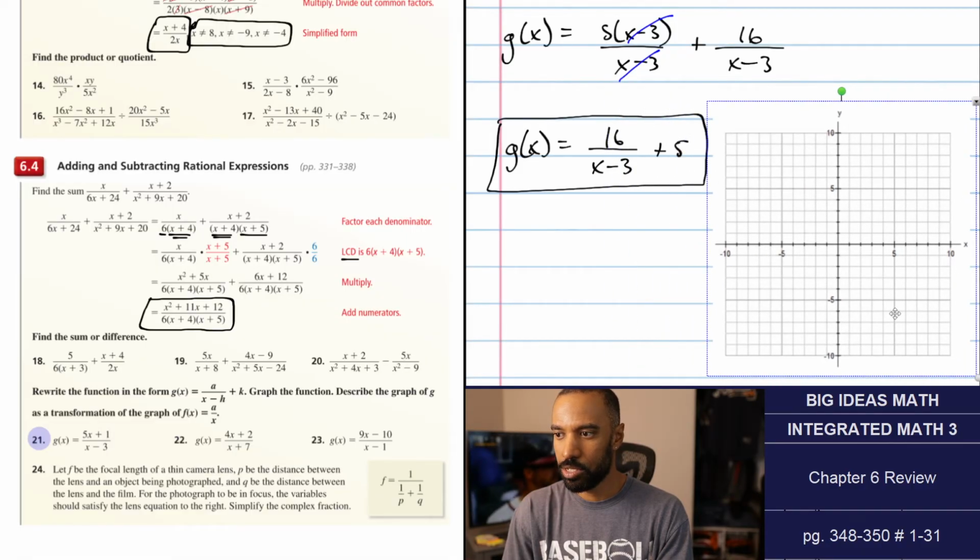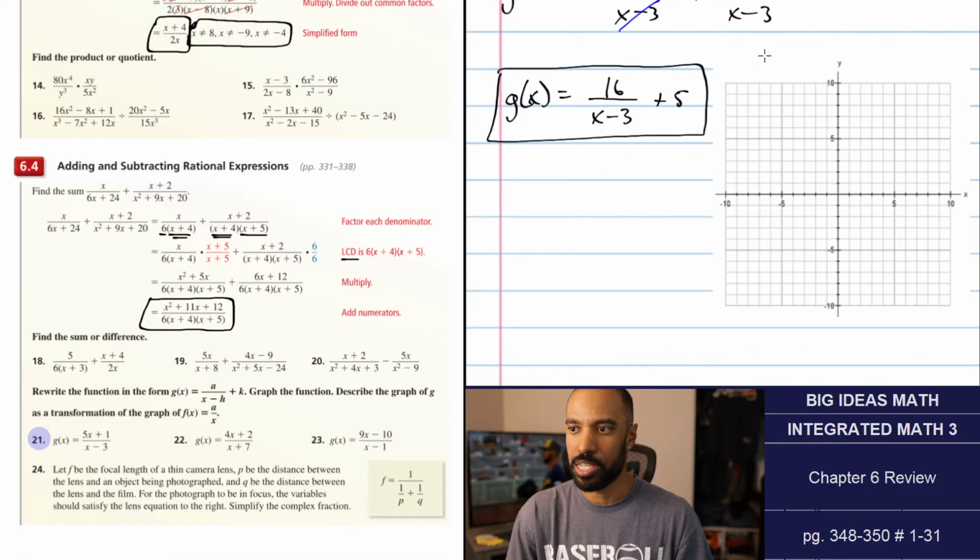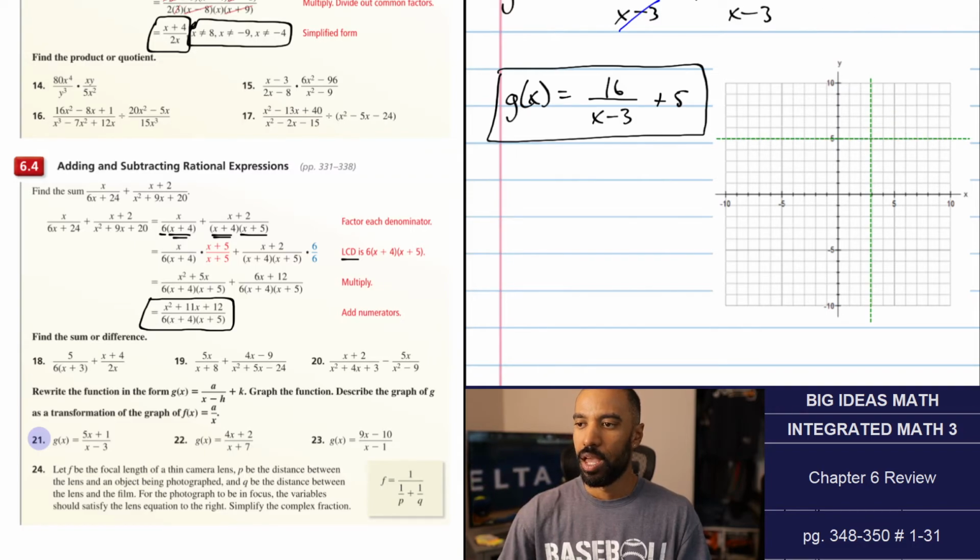Now, this isn't terrible. The 16 won't guarantee us getting every point that I would have liked, but x equals 3 and y equals 5 are our two asymptotes. Hopefully now we kind of know how that thing works. 16 can divide by a lot of numbers, though. It can divide by 1 to get 16. That's too high up. It can divide by 2 to get 8. Probably still too high up. I can divide it by 4 to get 4.